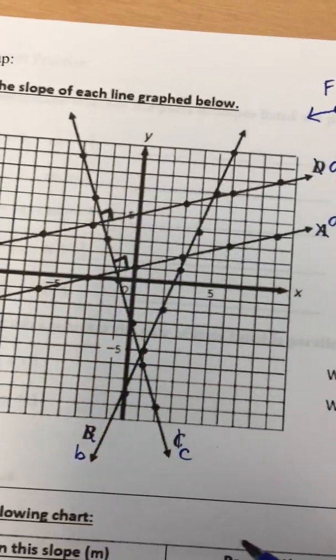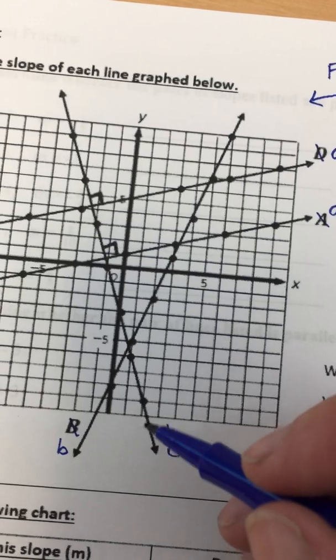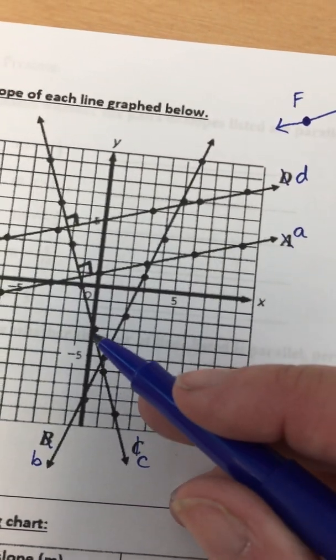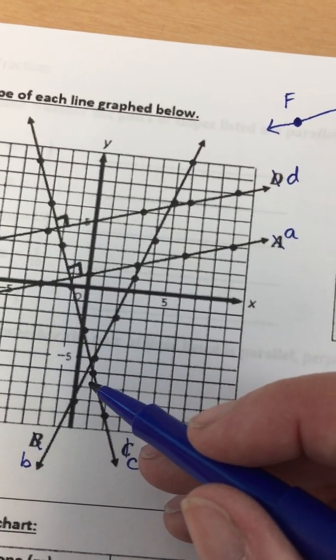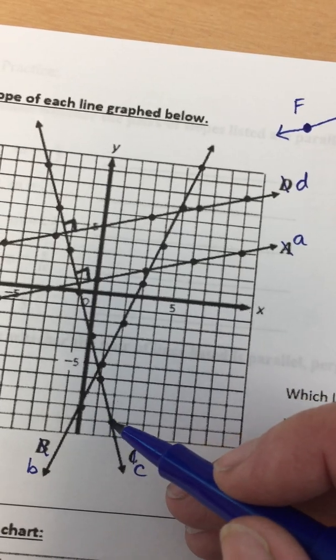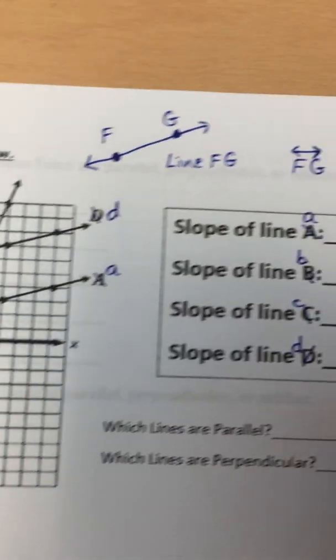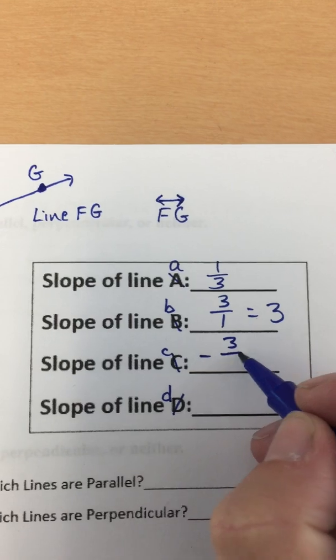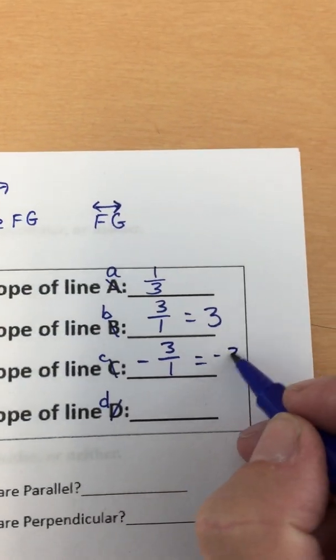Line C, let's see which one is C. This one's C. So here's 2 points right here. Now this one's coming down, so this is a negative slope. From this point, I'm going to go down 1, 2, 3, and over 1. So down 3 over 1. So this is a negative 3 over 1, or just negative 3.